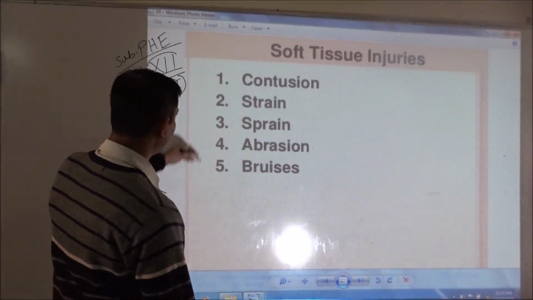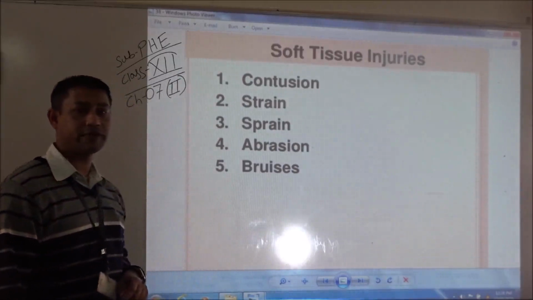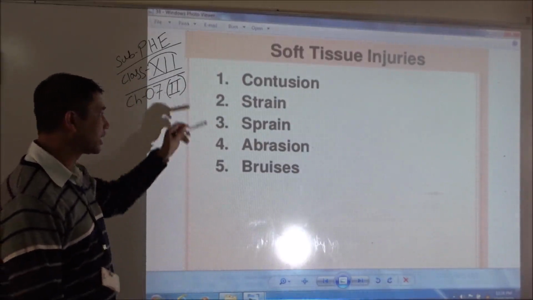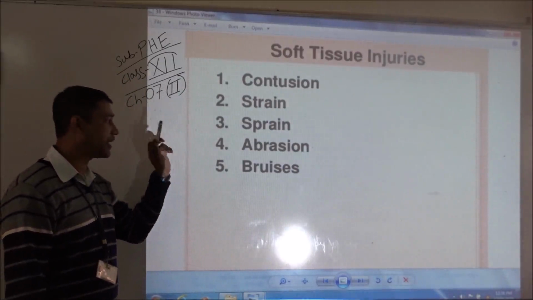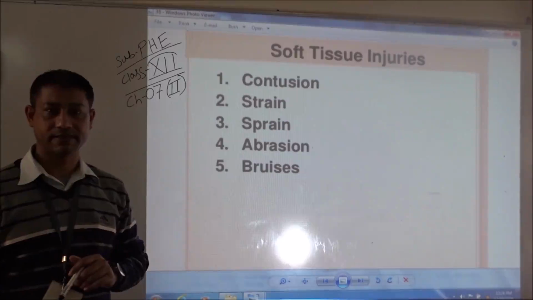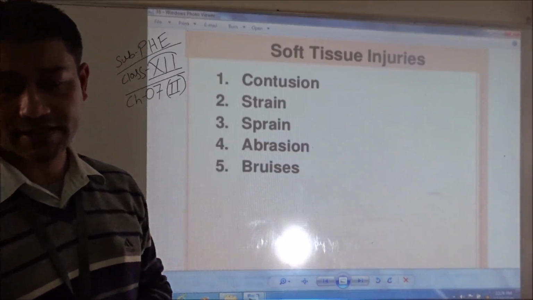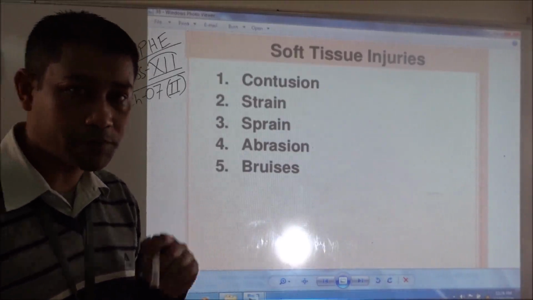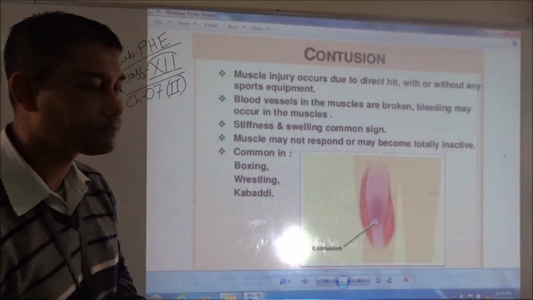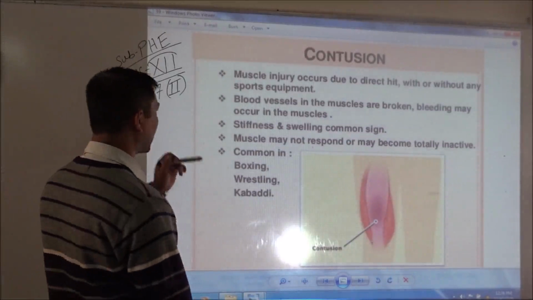See, these five are the soft tissue injuries. They are contusion, strain, sprain, abrasion and bruises. So let us discuss these soft tissue injuries one by one. The first one is contusion.